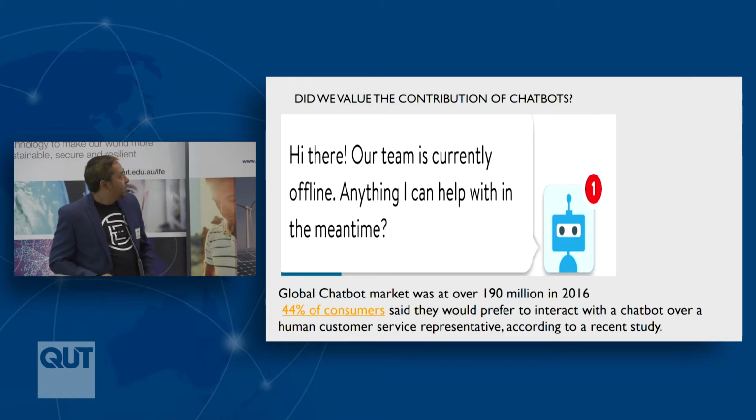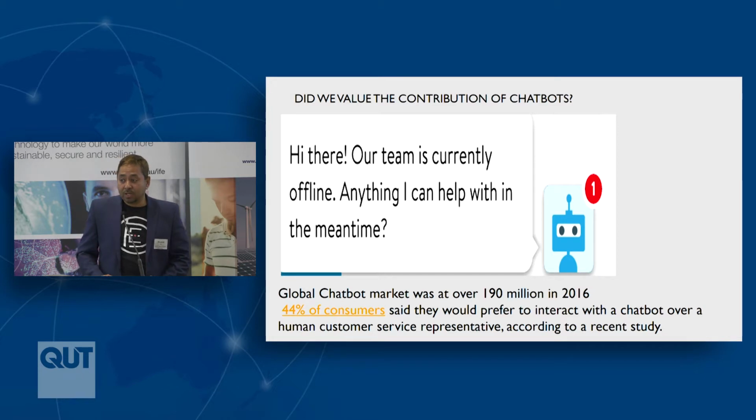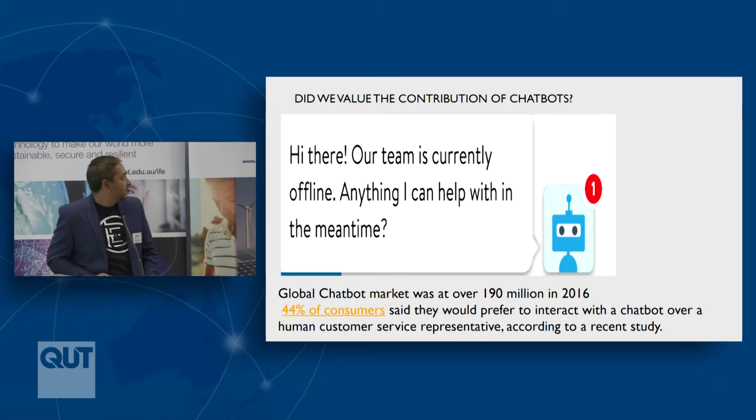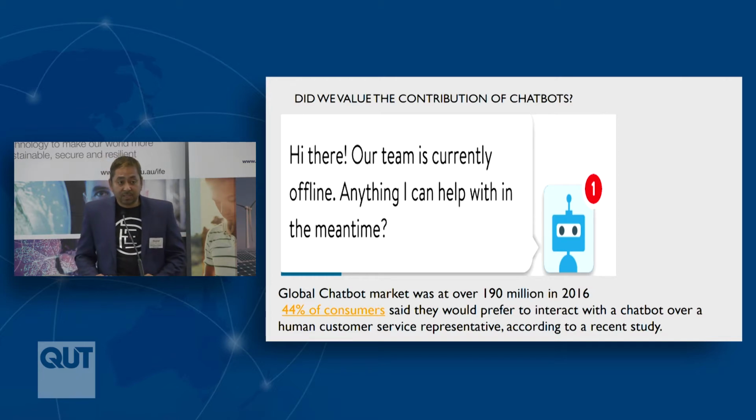But what about the chatbot? The global chatbot market was about 190 million in 2016. In a recent survey in the UK, they found that 44% of consumers actually prefer a chatbot over a human customer service representative. So how do we capture that value in our national statistics? It is a big challenge.